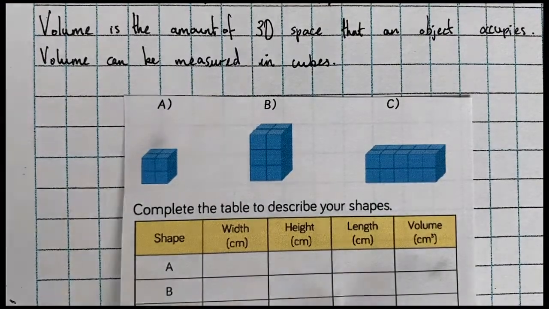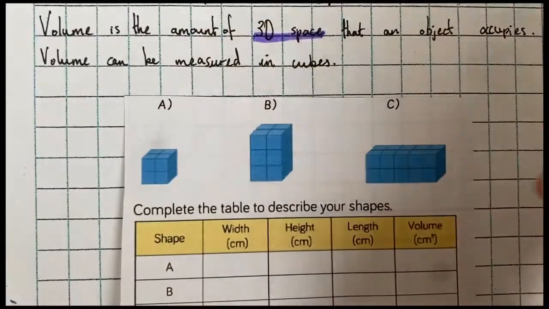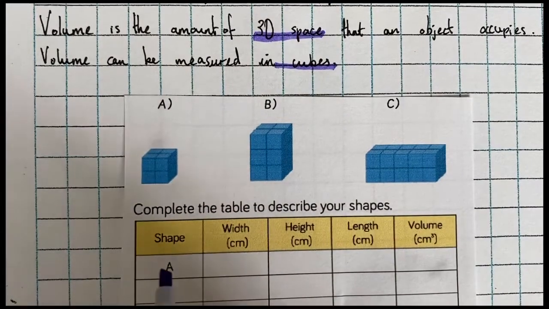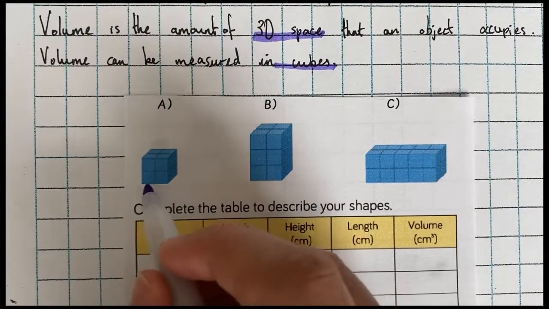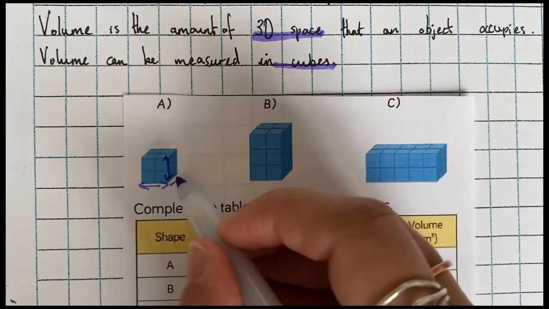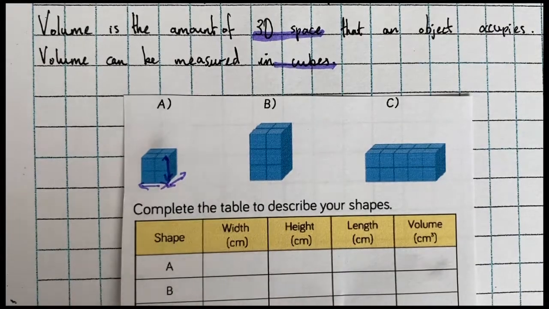The volume is the amount of 3D space that an object occupies. The volume can be measured in cubes. Each of the small cubes in the shapes below has a volume of 1 centimeter cubed. So we need to find the width, the height, and the length for each of the shapes. Let's look at shape A.